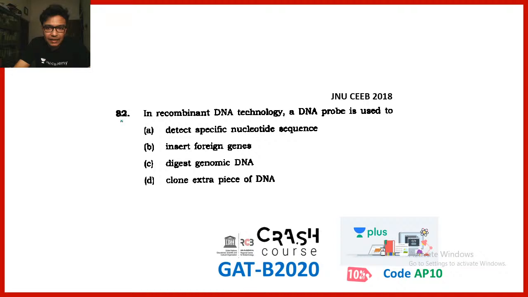In recombinant DNA technology, a DNA probe is used to: detect a specific nucleotide sequence, insert a foreign gene, digest a genomic DNA, or clone an extra piece of DNA. So guys, type your answer. This is fairly easy. So Tamagna is saying A. What about others?